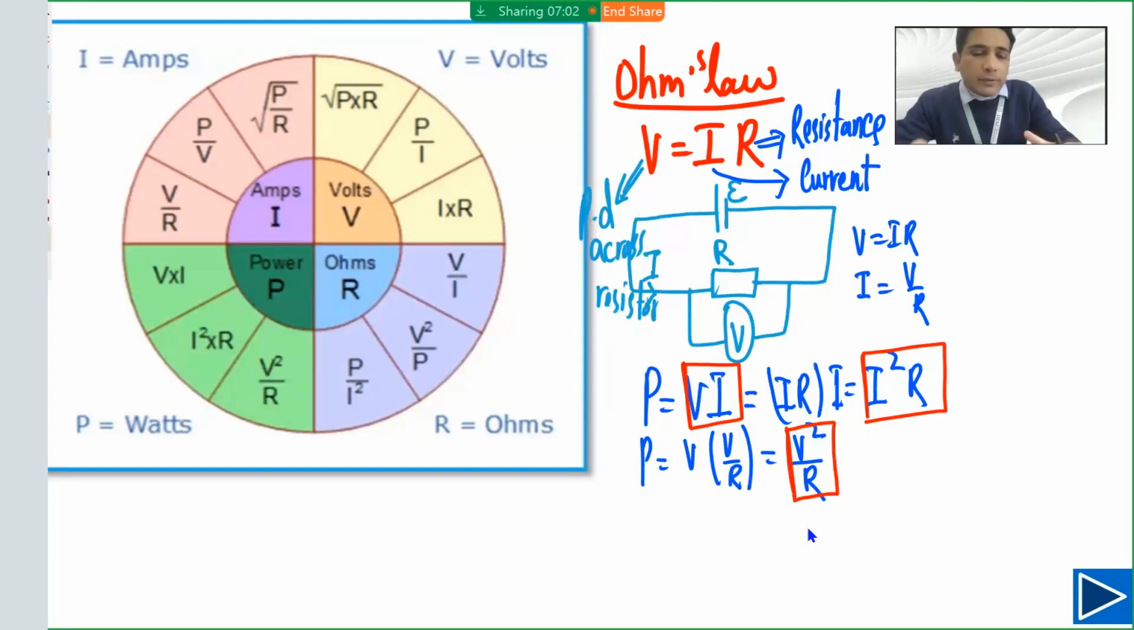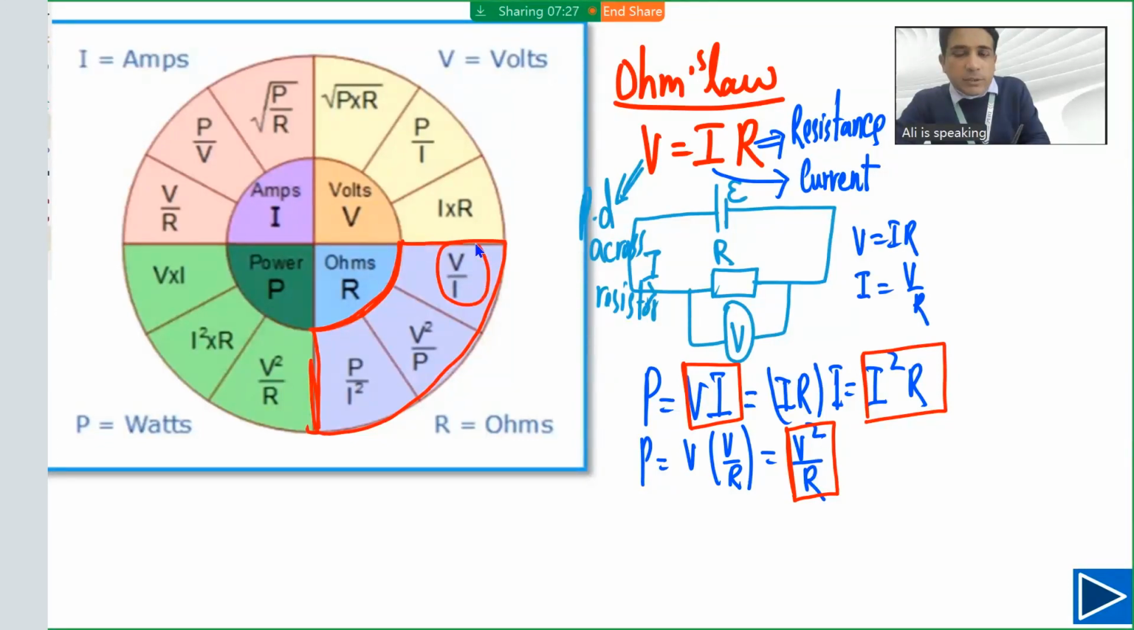Now how can we remember all of them? One way to remember is this small chart you can see here. For example, if you need to find the resistance, this part is for resistance, so you can see this quadrant. If you need to find resistance, you can use these three different formulae based on what is given in the question. You can calculate resistance using this formula, this one, or this one.